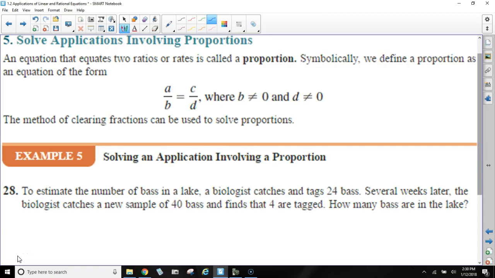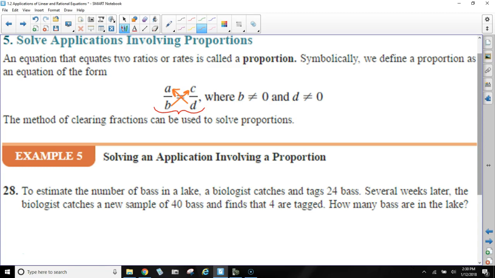On example 5, we're going to be showing an application problem that involves proportions. Anytime you have a fraction equals a fraction, that idea taken together is called a proportion. So in any proportion, we're going to clear fractions. And you can also consider, when we clear fractions, the shortcut on that is when we multiply A times D, that's going to be the same thing as B times C.